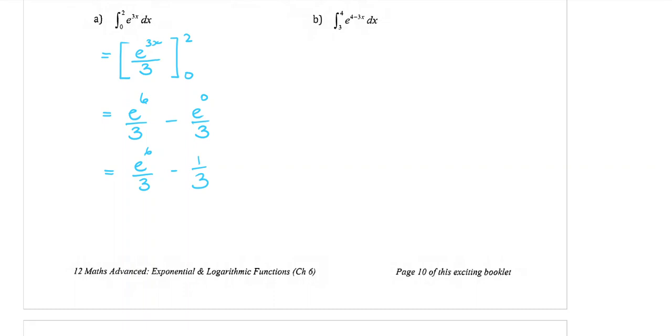I'm happy with that answer, but you may also see in some worked solutions that because you've got this factor of 3 on the bottom, you could put them together and get a common denominator, or you could even factorize the third out the front. They're all the exact same thing, different ways of writing it.